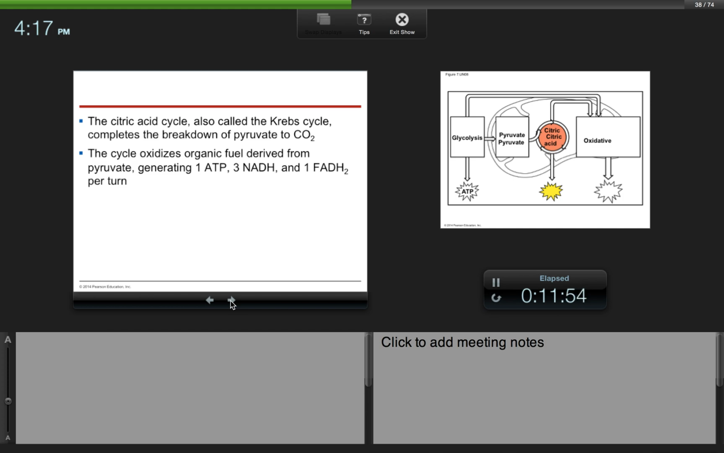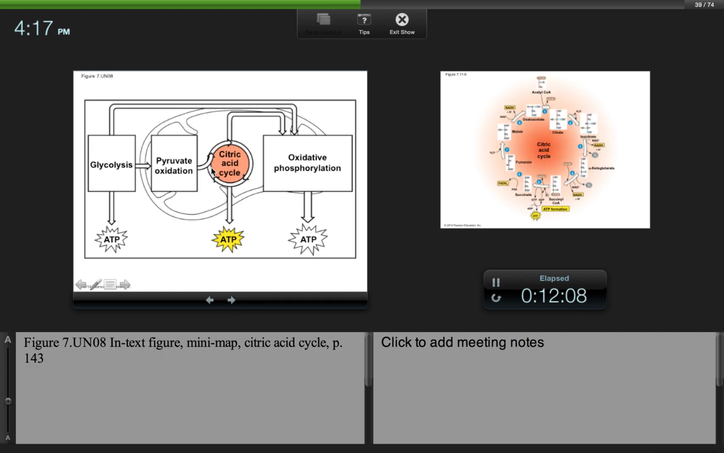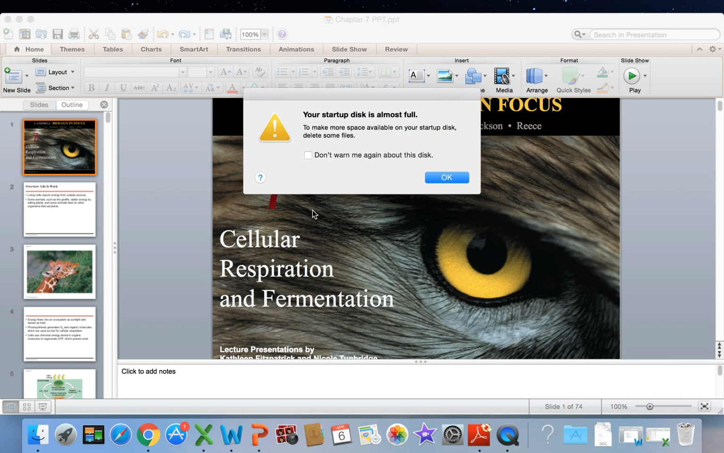Per glucose molecule, we have to multiply that by 2 because 2 pyruvates equal 1 glucose molecule. So per glucose molecule, you generate 2 ATP, 6 NADH, and 2 FADH2. And again, the citric acid cycle occurs in the mitochondria and generates a little bit of ATP through substrate-level phosphorylation.